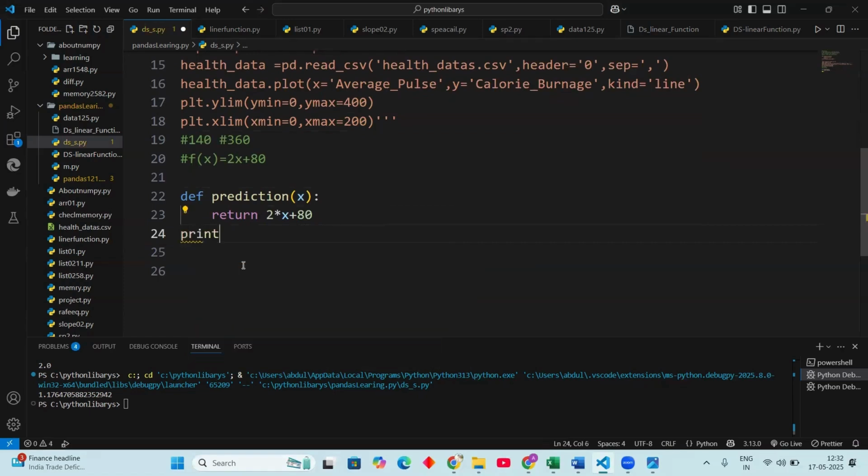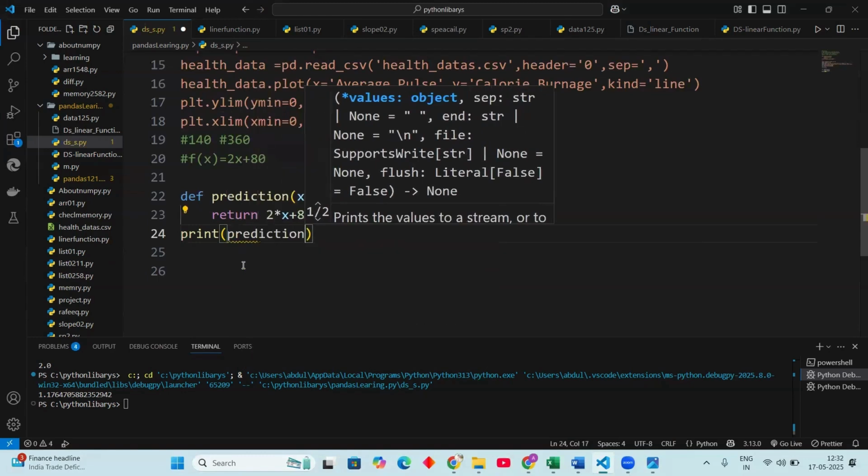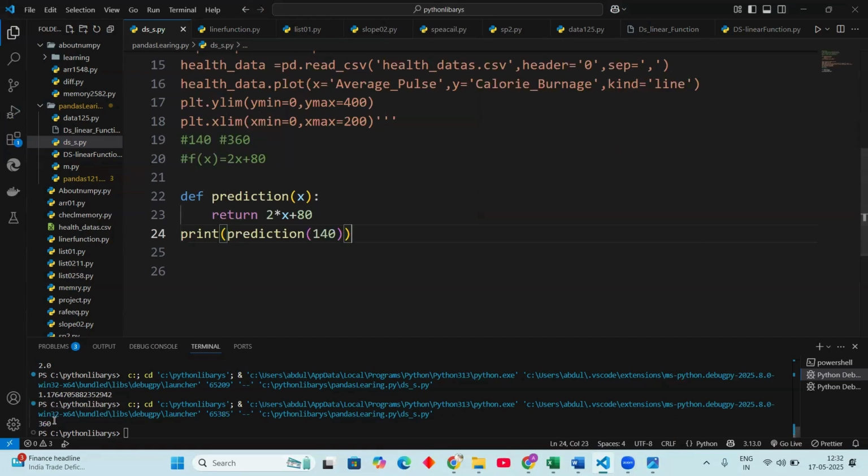Now, print the prediction value. Print the prediction, and I am assigning 140 as the x input. Now see how much the data will give. Let's see whether my assumption is correct or not. See, my assumption is correct. 360, it gives 360. Okay, done.